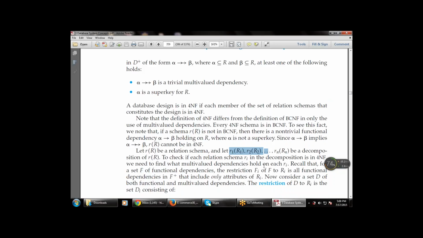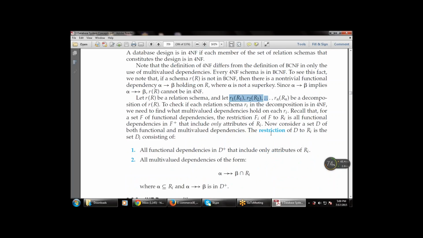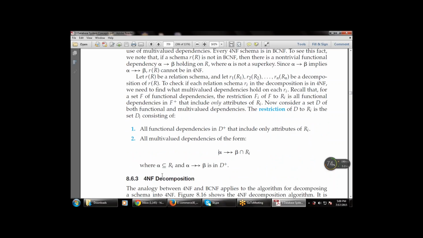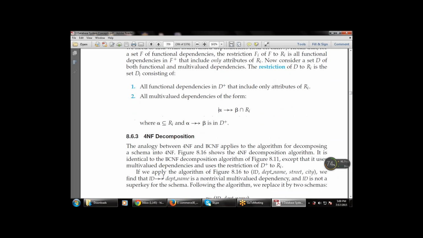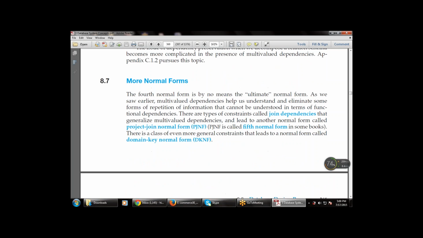Now let R be a relation schema and let R1, R2, ..., Rn be a decomposition of R. To check whether the restriction is available or not, that is done by using only the attributes that are available in the relation Ri. So the restriction of D to Ri is a set Di consisting of all functional dependencies in D plus that include only attributes of Ri, and all multi-valued dependencies of the form alpha arrow arrow beta intersection Ri, where alpha is contained in Ri and alpha arrow arrow beta is in D plus.